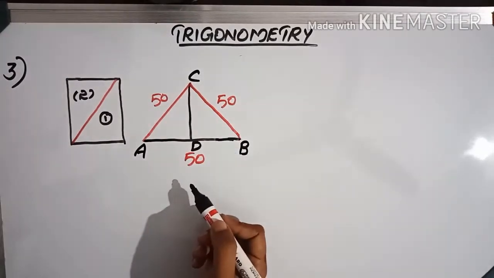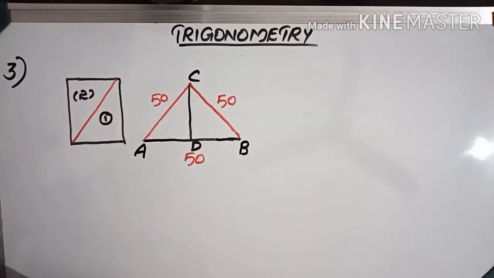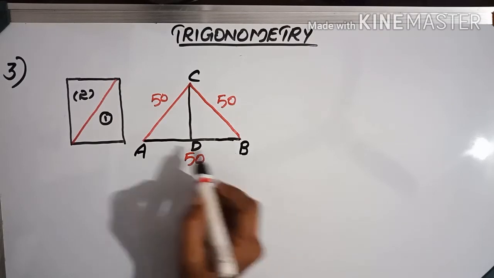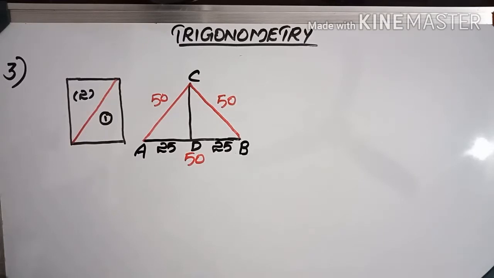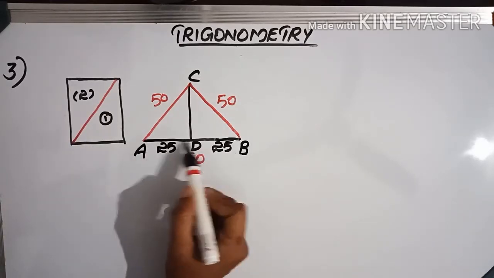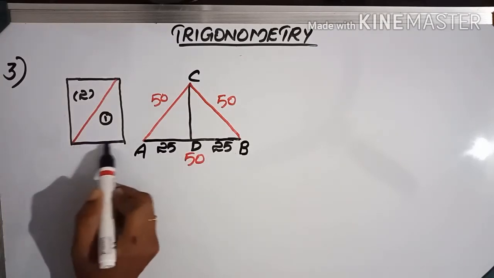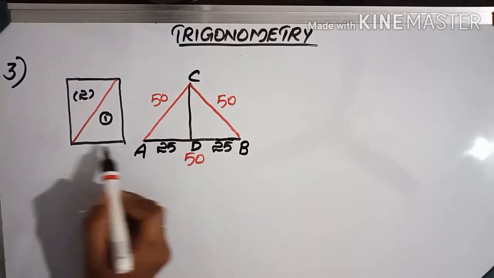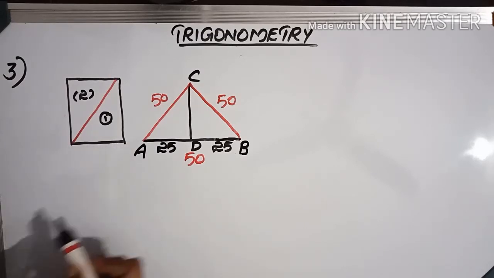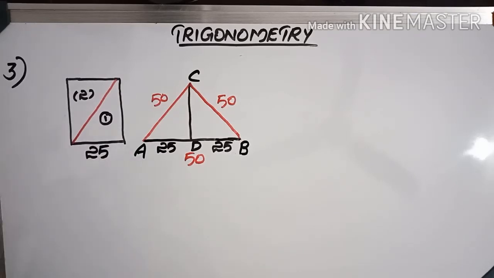As it is an equilateral triangle, we know the perpendicular line will divide the base into two equal halves. That means total 50, so this will be 25 and this will also be 25. Now check the rectangle portion. Here this half base, A to D, is the same as the breadth of this rectangle. Half the base of this triangle is the same as the breadth of this rectangle. That means the breadth of this rectangle will be 25.